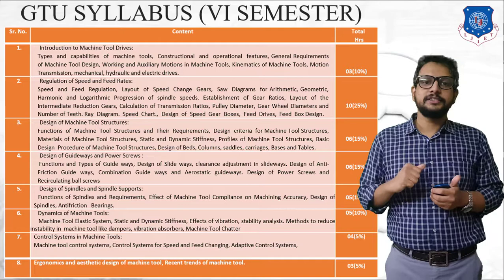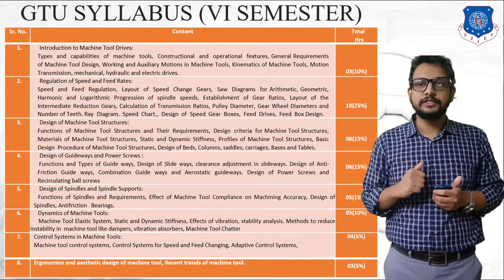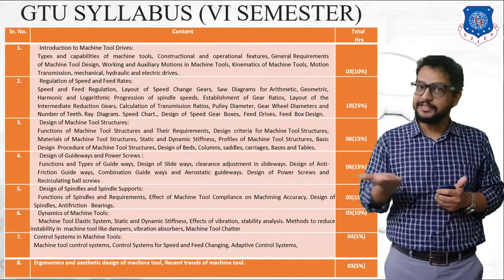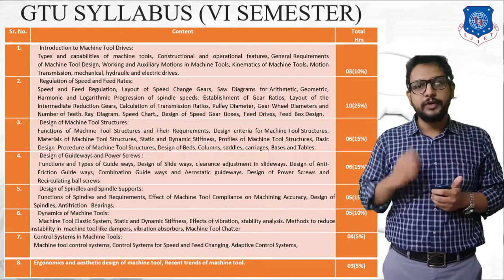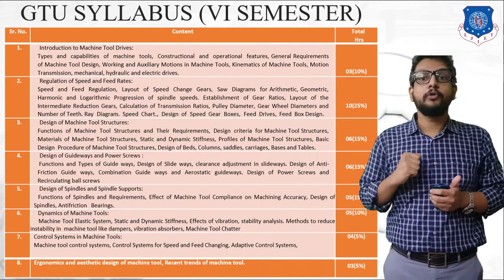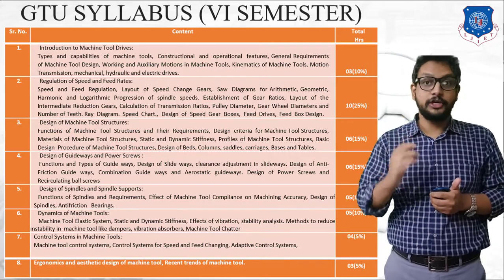Chapter number 4 is design of guideways and power screw. We know a guideway is going to guide something. It is going to guide the sliding member, that is the carriage or the tailstock. So the best possible design of a guideway has to be done to provide static stiffness as well as dynamic stiffness to the machine tool.